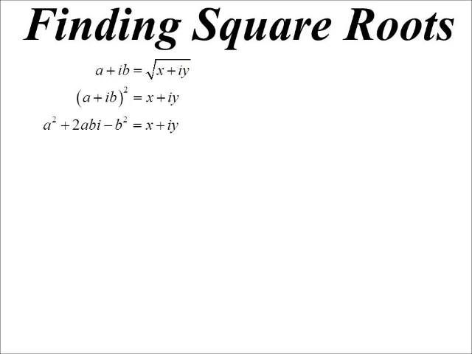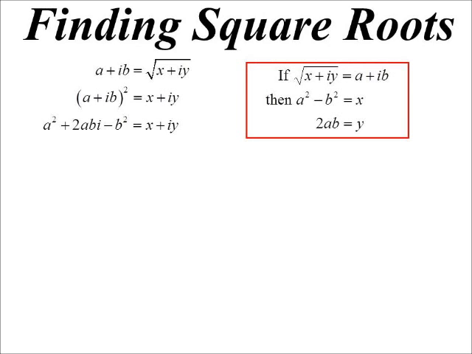Well, the first thing I'm going to do is square both sides. So I have a plus ib all squared, because then I can expand out the left-hand side and then use our idea: the real part equals the real part, the imaginary part equals the imaginary part. So if the square root of x plus iy is what we've got to find, the answer is going to be a plus ib. We can set up a set of simultaneous equations.